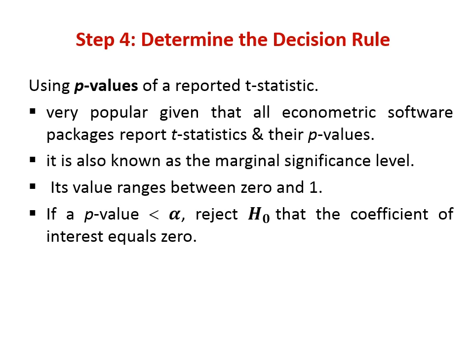Given a p-value, we can at a glance decide whether to reject or not reject the null hypothesis that the true value of a regression coefficient is 0 against a two-tailed alternative that it differs from 0. If the p-value of a computed t-statistic is less than the predetermined level of significance, reject the null hypothesis that the coefficient of interest equals 0.